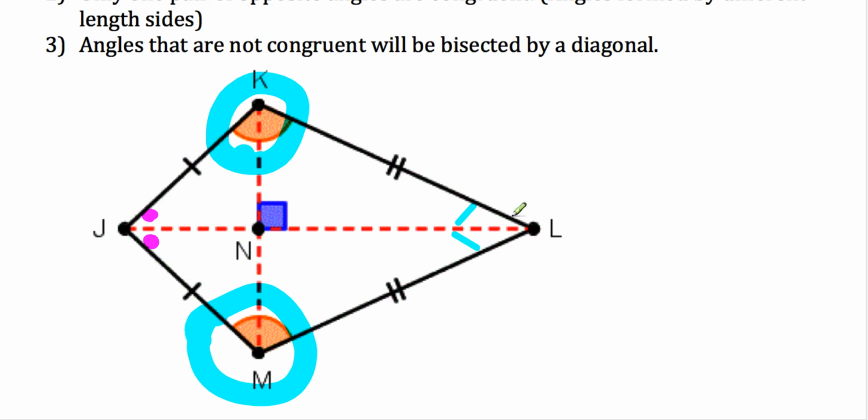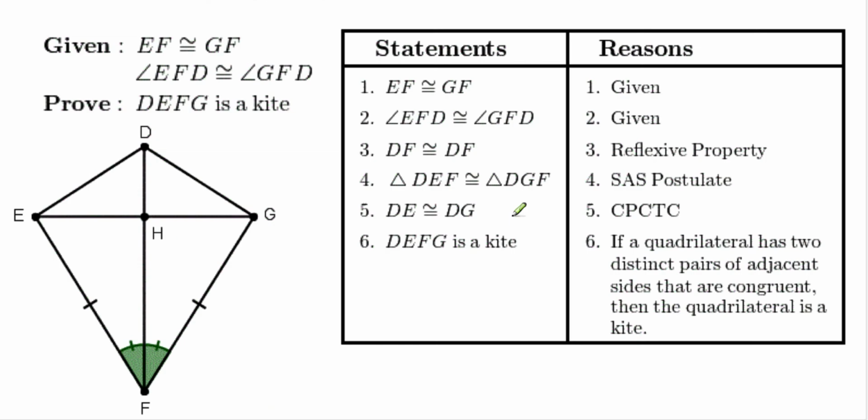All right, then let's look at a few questions. So here, EF, this side is given to be congruent to GF. And then if these two angles are congruent, how are we going to show that this is a kite? You see, we already have two congruent sides. So what we have to do is, we just have to show that this side is congruent to that side. In order for us to do that, we're just going to prove that these two triangles are congruent.